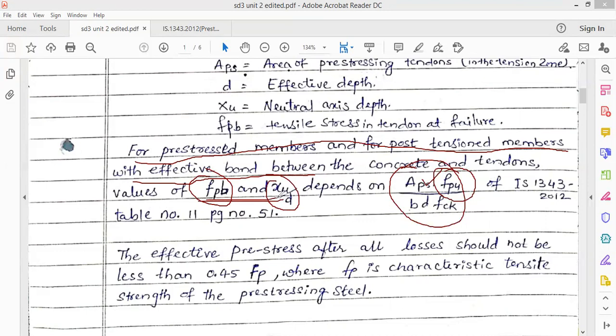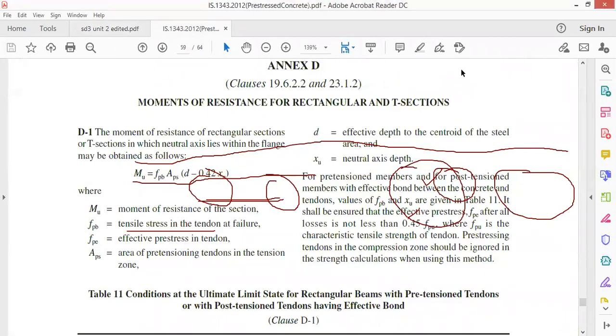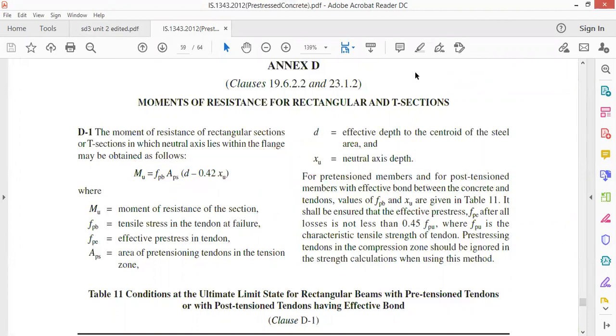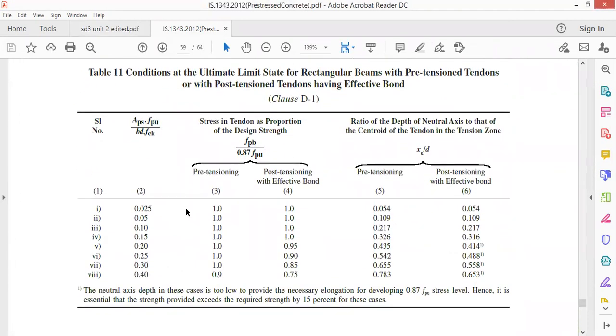And these two values will be obtained from IS 1343/2012, and they depend on this parameter. These are available in IS 1343/2012 in Table number 11, page number 51. So students, take your IS code 1343/2012 and open page number 51. It is available here on the screen, and you can refer to this and open your IS code. So I will refer to this table now.